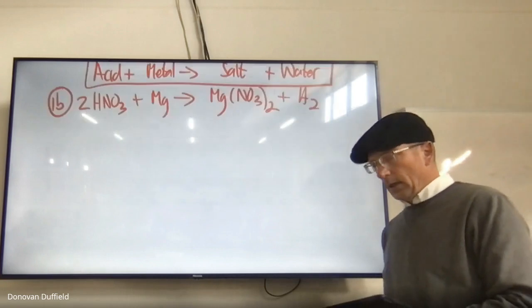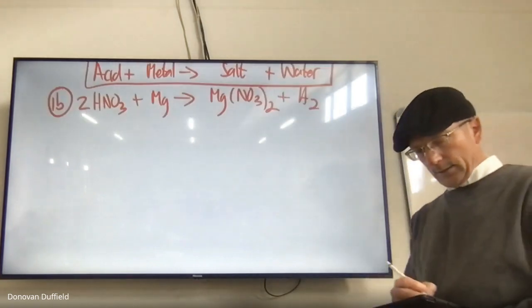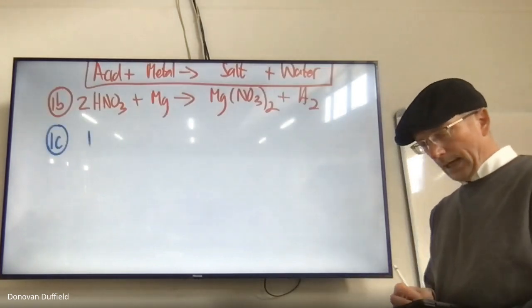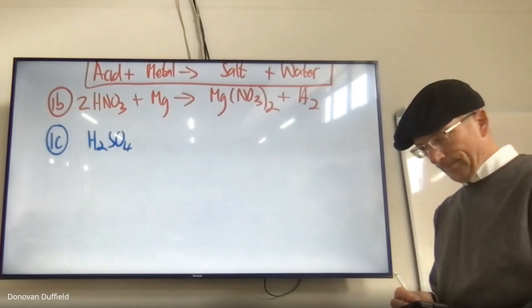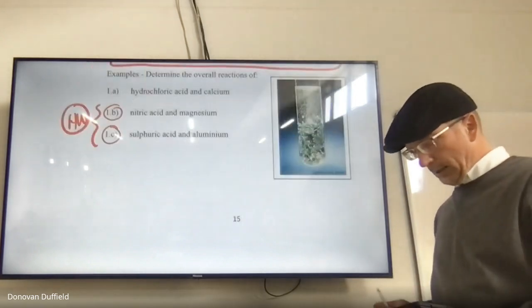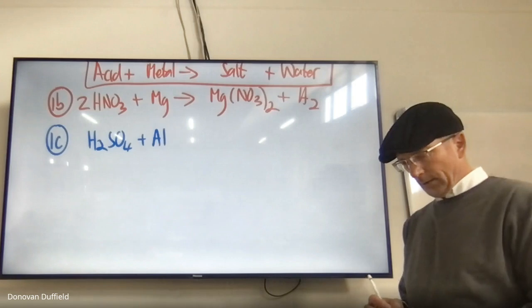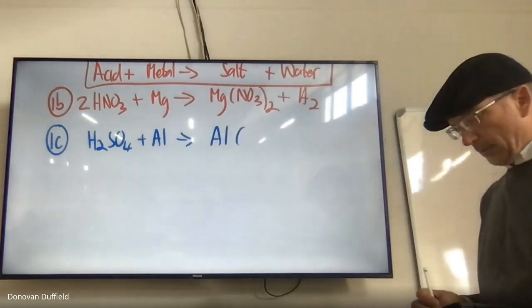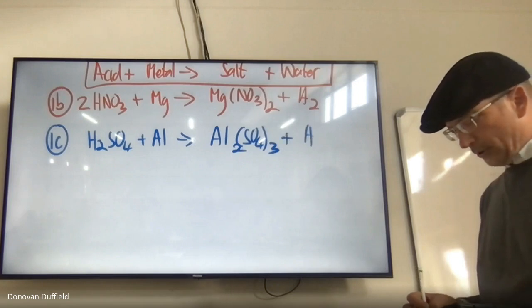1C is sulfuric acid, which is H2SO4 plus aluminium. All right, this is going to produce Al2(SO4)3 plus H2.